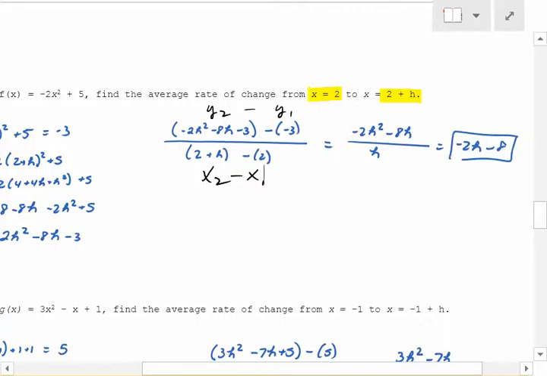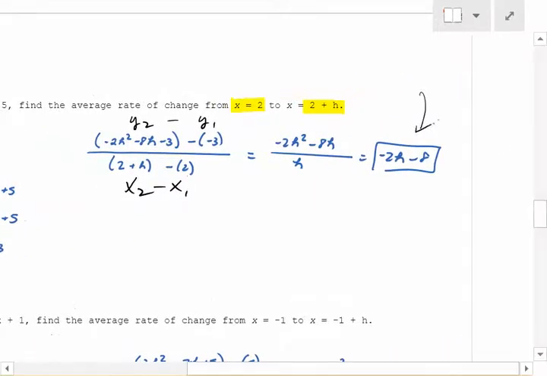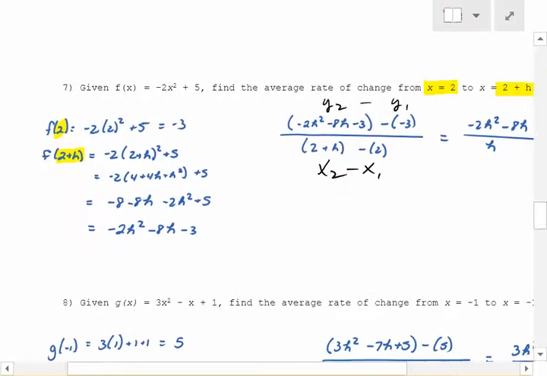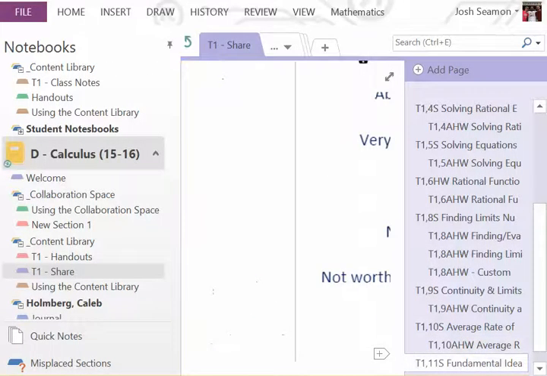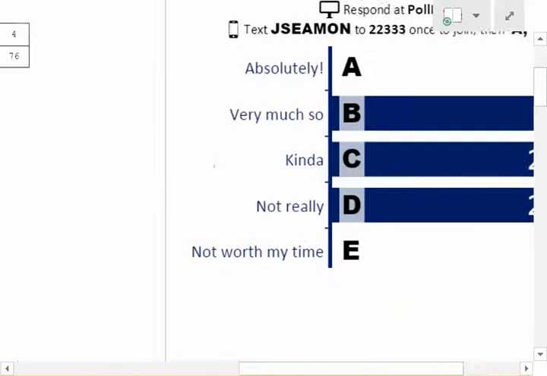So if I picked a value for h, I could now just plug it into there and get a specific average rate of change. Does the algebra make sense that you're seeing on the board? So let's move on here to the fundamental idea of calculus.